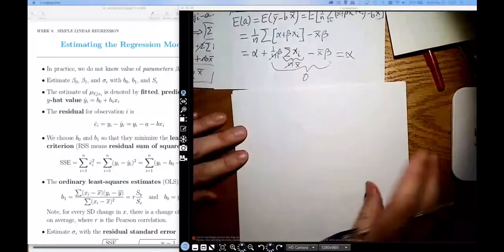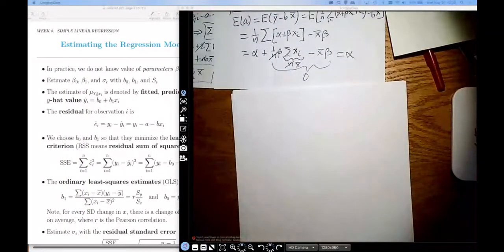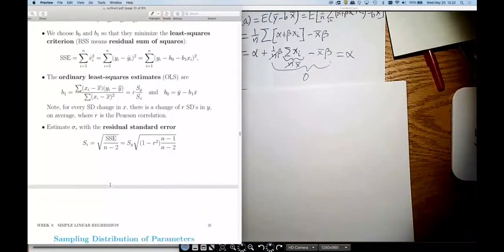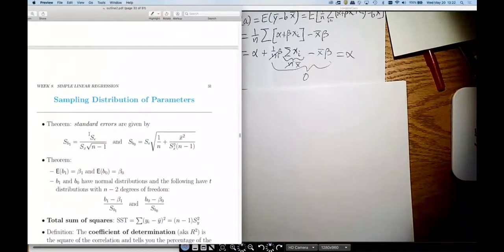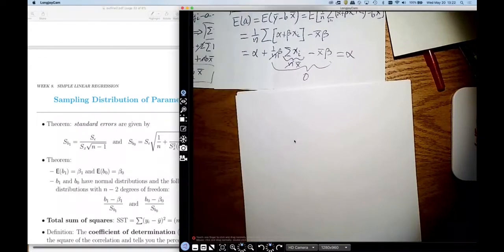So the next thing that I want to do is establish the variance of these estimates. Why do we care about the variance of the estimates? We need the variance in order to substitute in appropriate values to compute the standard errors. So let's go do that.